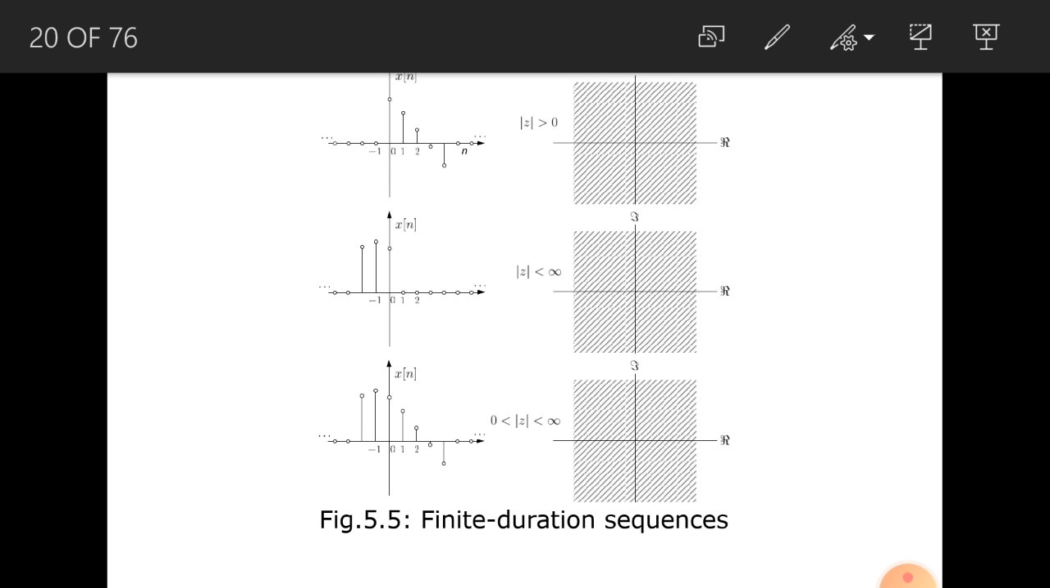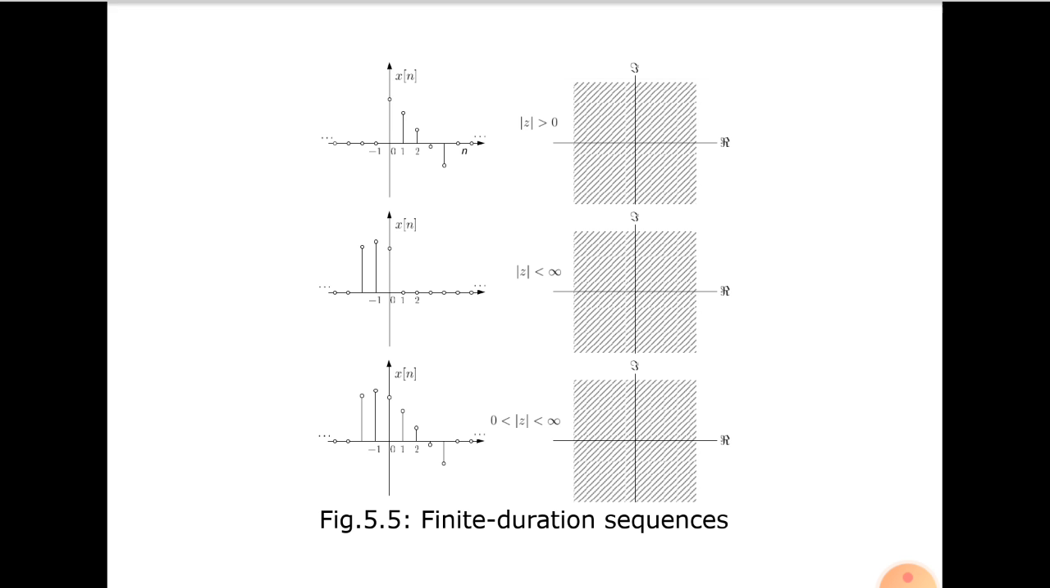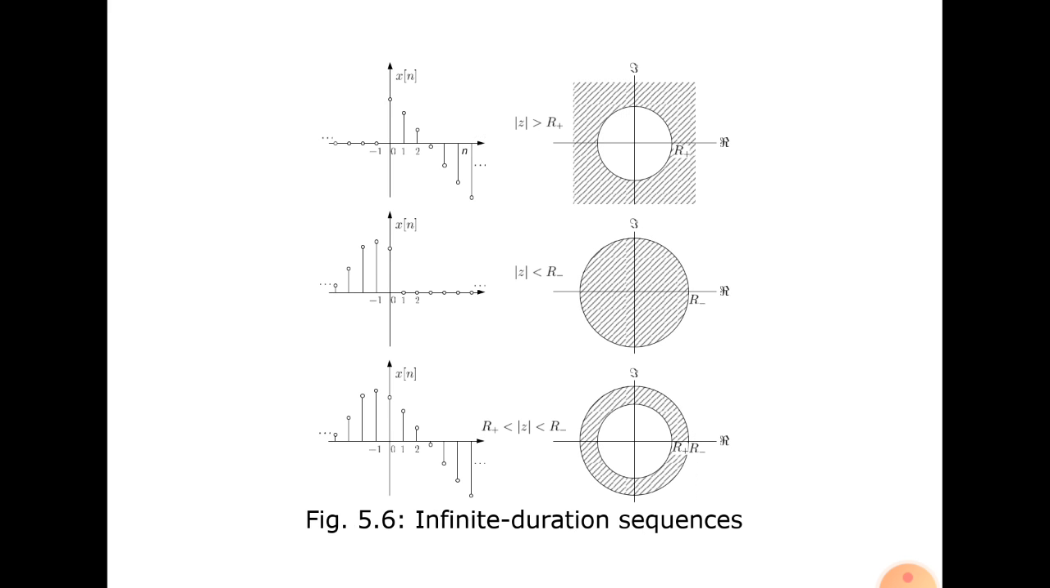This figure shows the finite duration sequence. In this case we have modulus of z greater than 0 and less than infinity. The diagram shows the ROC for modulus of z less than a, modulus of z greater than a, and modulus of z lying between a and b. So there is the exterior part and the interior part. Both are in the z plane, for finite and infinite duration.